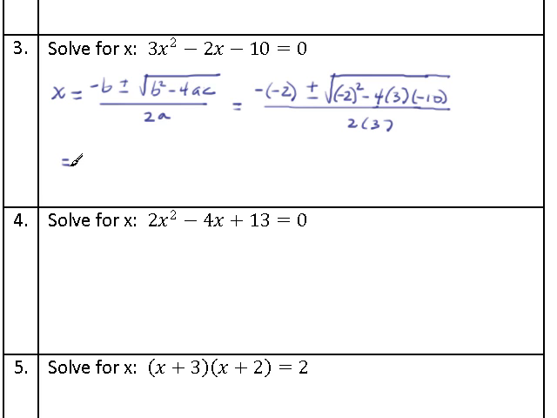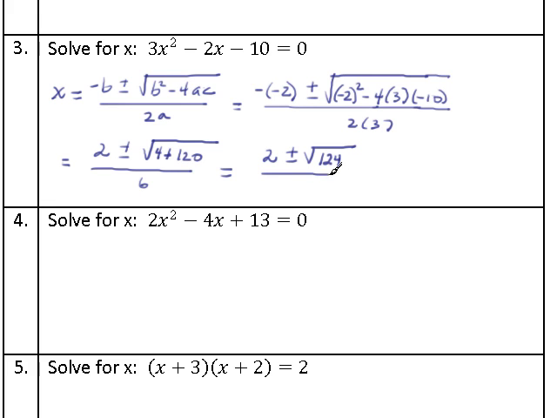All right, so let's simplify this. We have 2 plus or minus, and what's underneath that square root? Here we have 4 and plus 4 times 3 times 10. Negative, negative here will give us a positive. So that's 4. Those 2 negatives give us a positive, and this product is 120, over 6. All right, so that's 2 plus or minus the square root of 124 over 6.